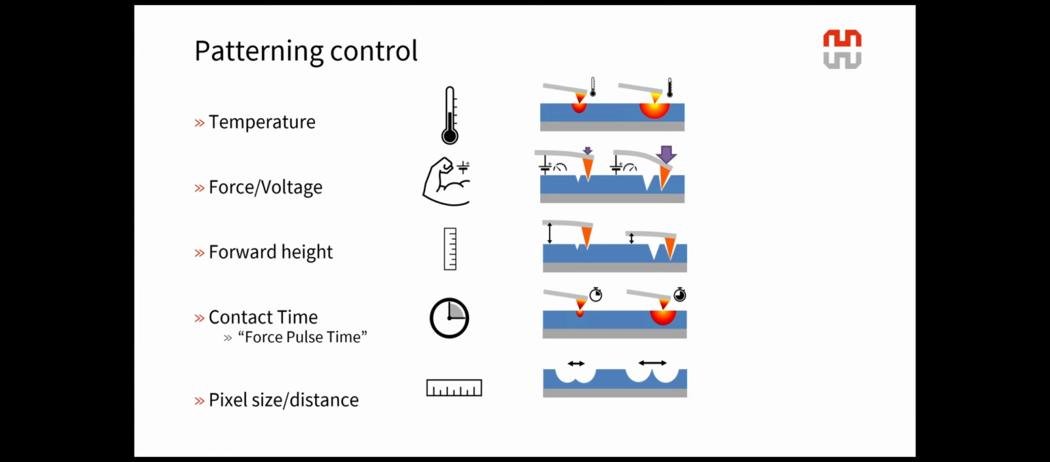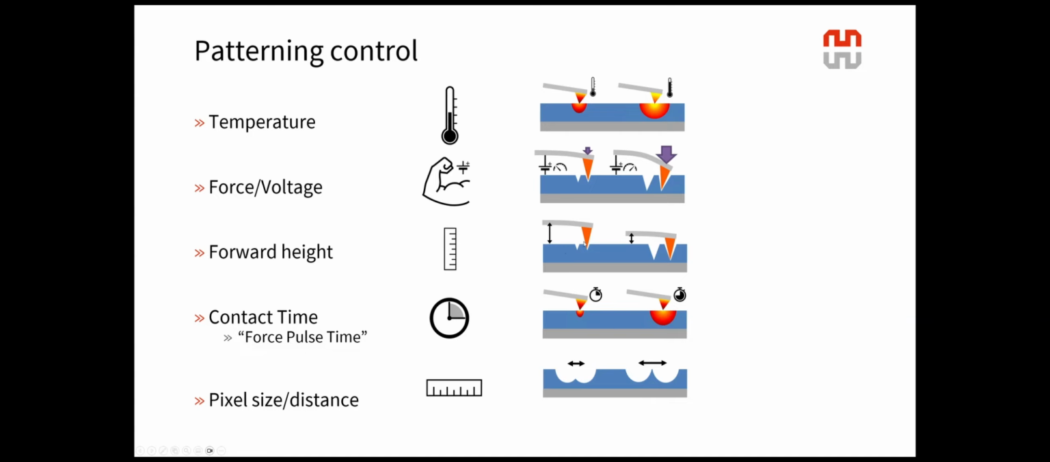Some important parameters that we can change when patterning are reported in the slides. You see that we can change the temperature, which we control through the resistance of the writer that heats up the tip. We can change the force or the voltage that bends our cantilever.